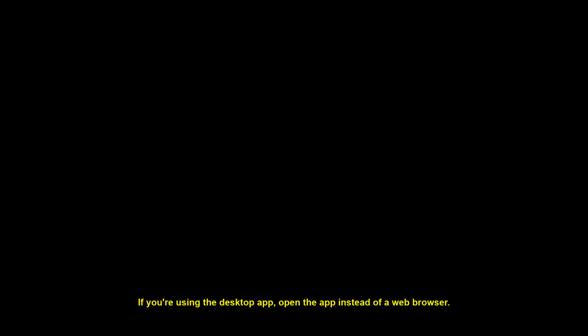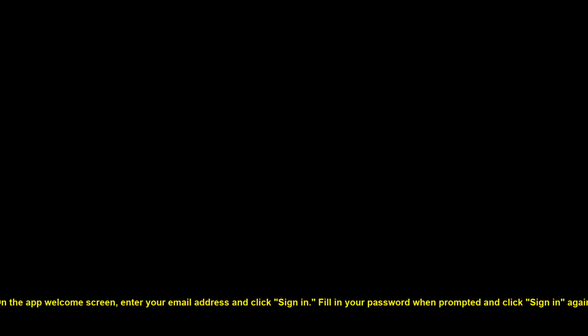If you're using the desktop app, open the app instead of a web browser. On the app welcome screen, enter your email address and click Sign In. Fill in your password when prompted and click Sign In again. You may also encounter the same two-step verification process. Once completed, you will have full access to Microsoft Teams. Congratulations, you are now logged into Microsoft Teams and ready to collaborate.